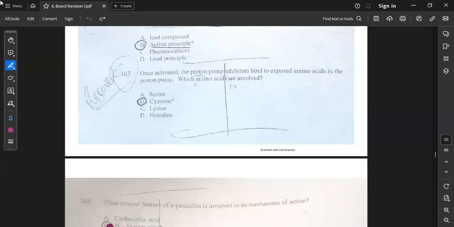The chat box is saying B. Anything that we need to highlight about proton pump inhibitors? Maybe the adverse effects? That is notable.